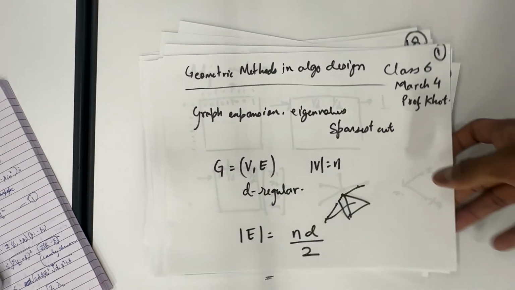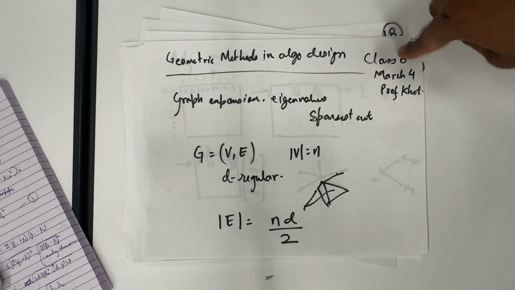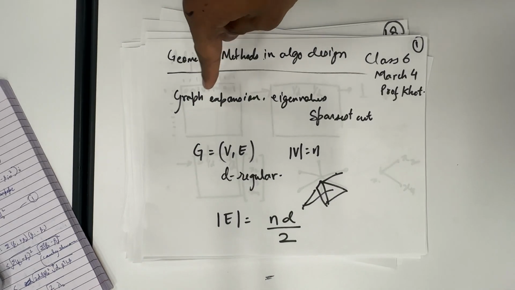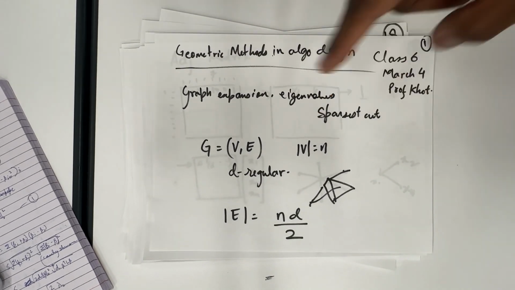So yeah, that was the big lecture, and this was a very interesting one because I don't want to forget this, and the only reason I make this video is because I want to remember and maybe come back and look at it. Like, geometric methods in algorithm design, class 6. Graph expansion, eigenvalues, sparsest cut, next video.